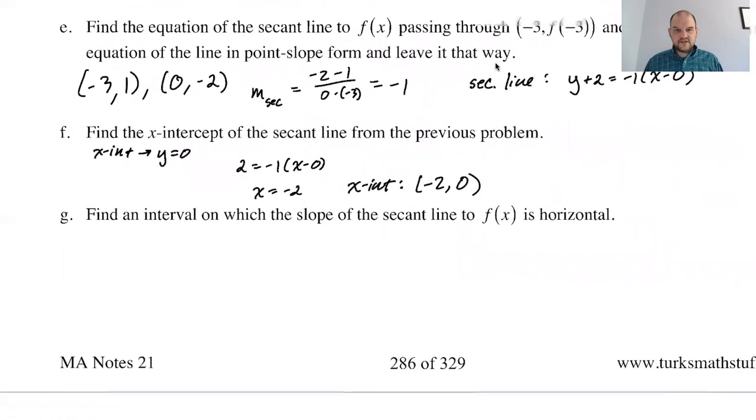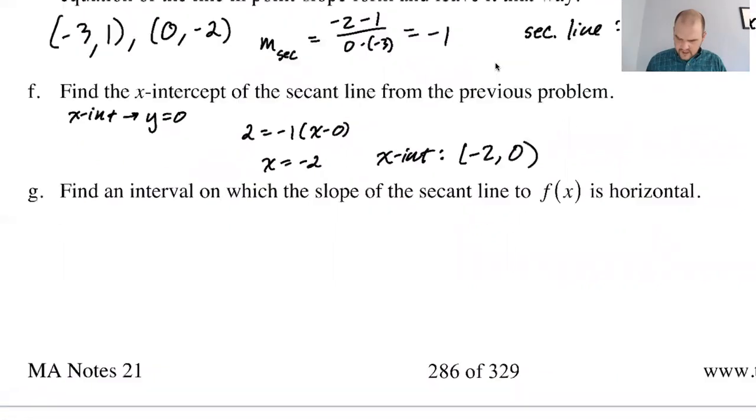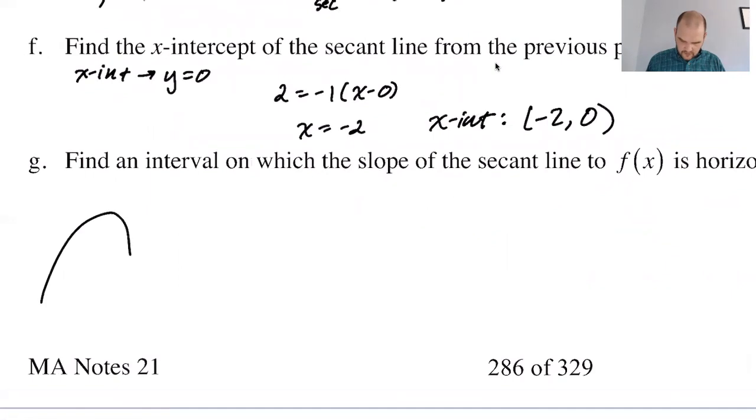Let's see if we can answer this. Find an interval in which the slope of the secant line to f of x is horizontal. So horizontal secant line. So what if we just drew f of x? We need a secant line that's horizontal, right? So like this. This is a horizontal line. What is the slope of a horizontal line? The slope is 0.